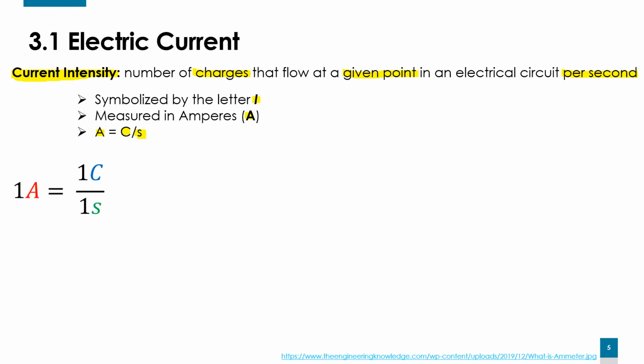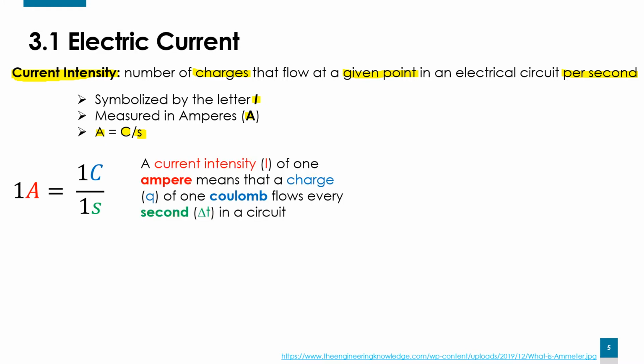So let's explore this a little bit. 1 ampere is 1 coulomb per 1 second. So a current intensity I of 1 ampere means that a charge Q of 1 coulomb flows every second, okay? So over time. When I say I have 1 ampere, what does that mean? It means that in 1 second, 1 coulomb of charge has passed through the point that I was measuring, okay?